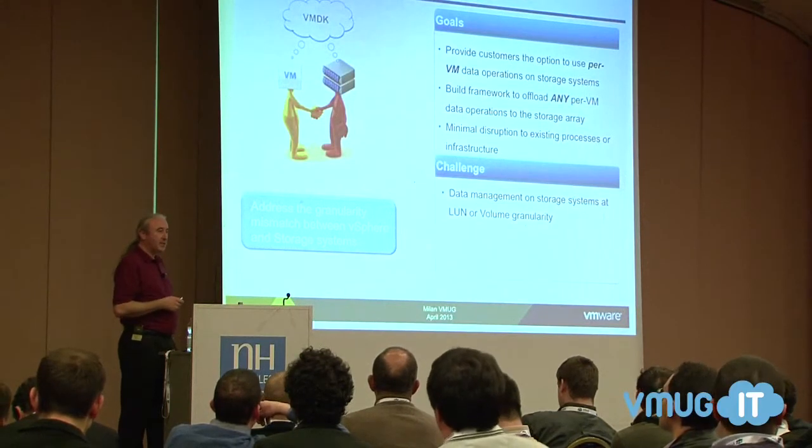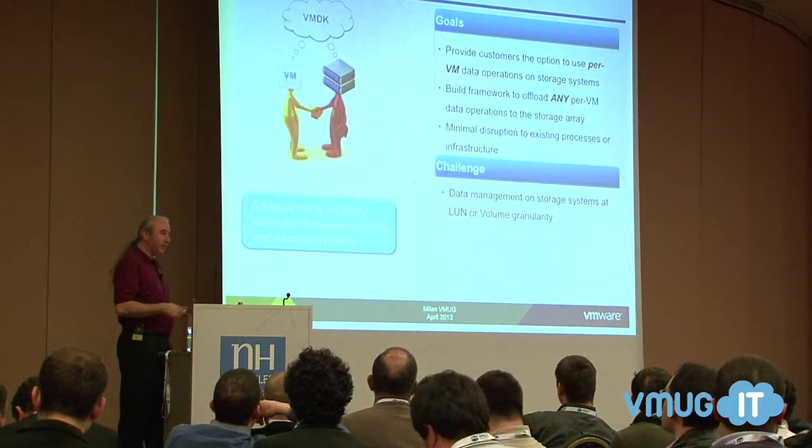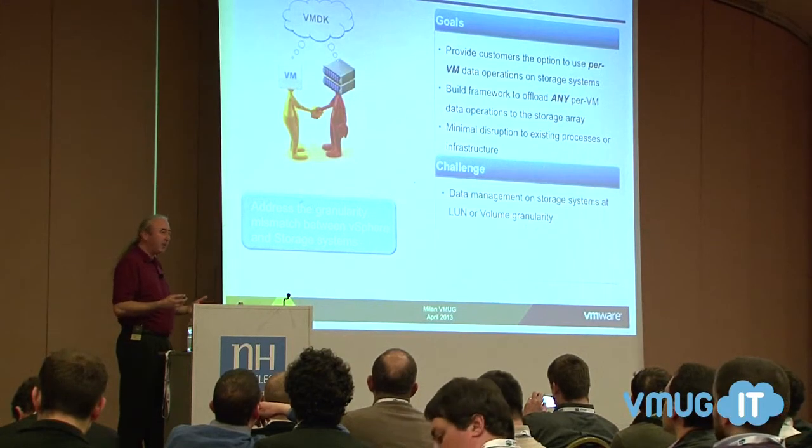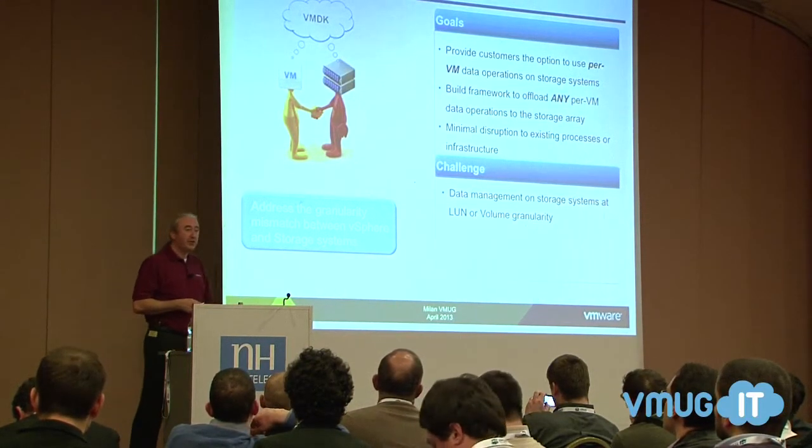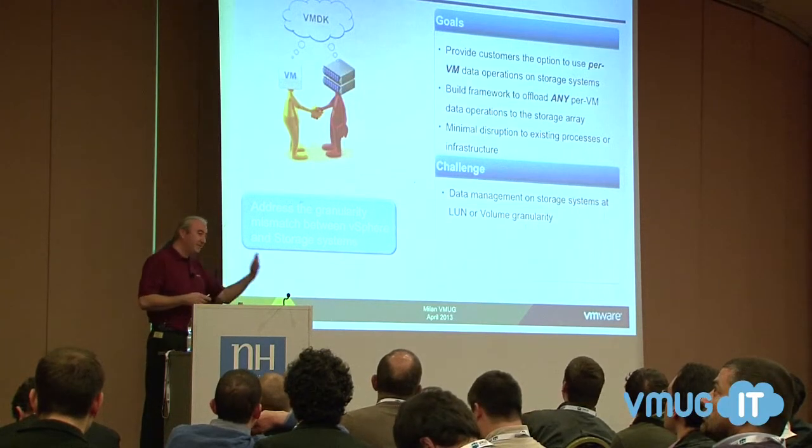Huge challenge, of course, because this is not something that VMware can just develop. We certainly can create the APIs, but then we need our storage array partners to go out and implement what needs to be done at their end. And that's a huge undertaking. Okay? Because we're talking about a brand new object on the storage array, a VMDK object now.